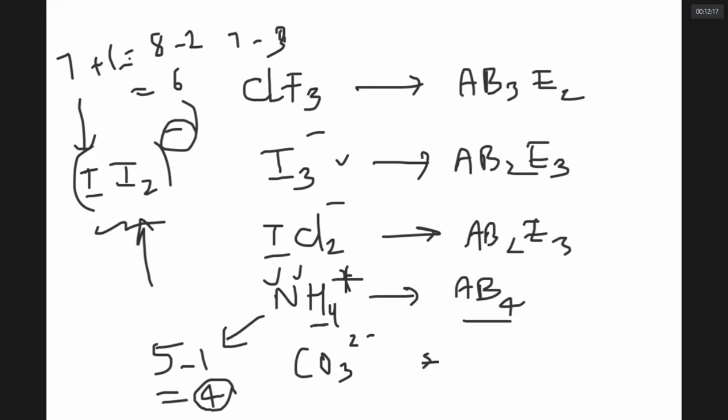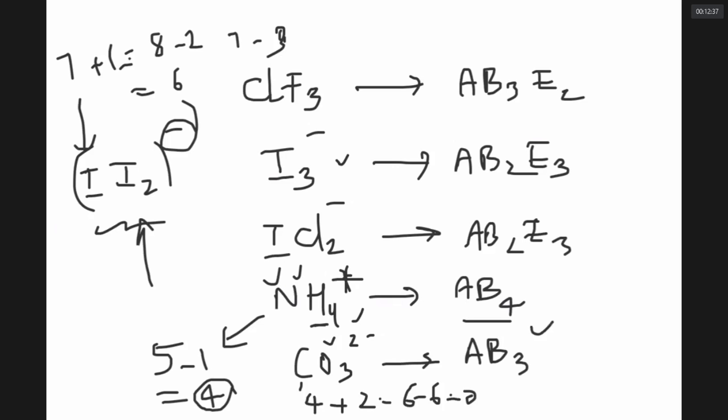Let us look at carbonate. How is it looking? Carbon has 4 electrons. There are 2 extra minus charges, meaning 2 extra electrons, so 6. Each oxygen takes 2 electrons, 3 twos are 6. So it is simply AB3.